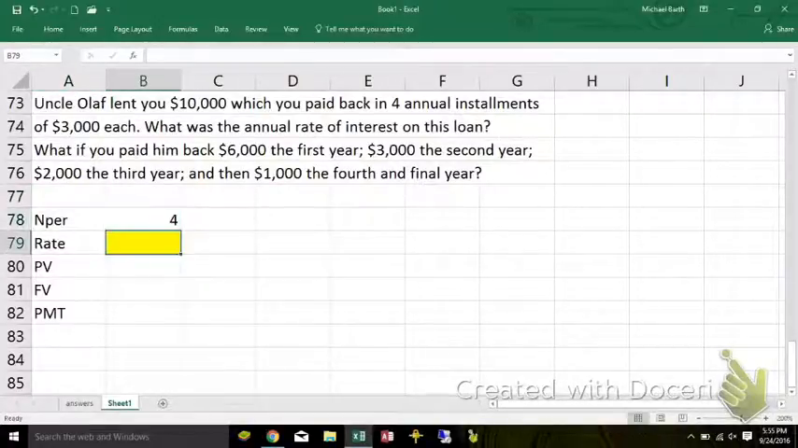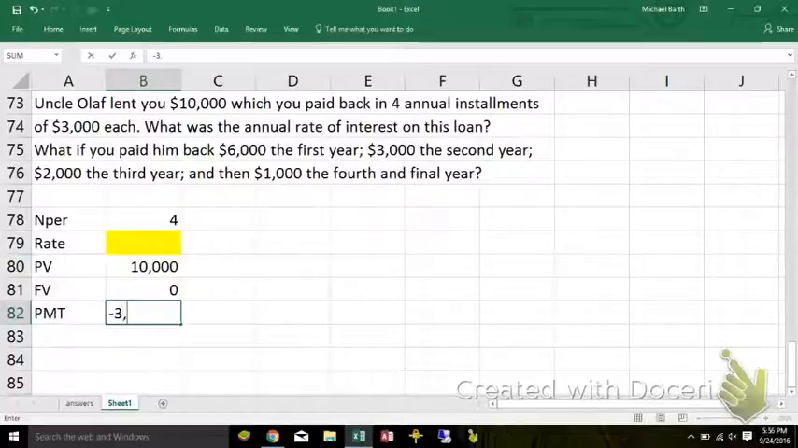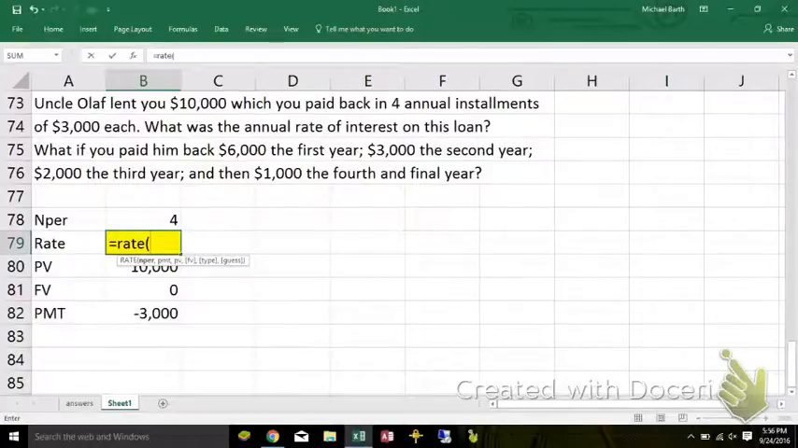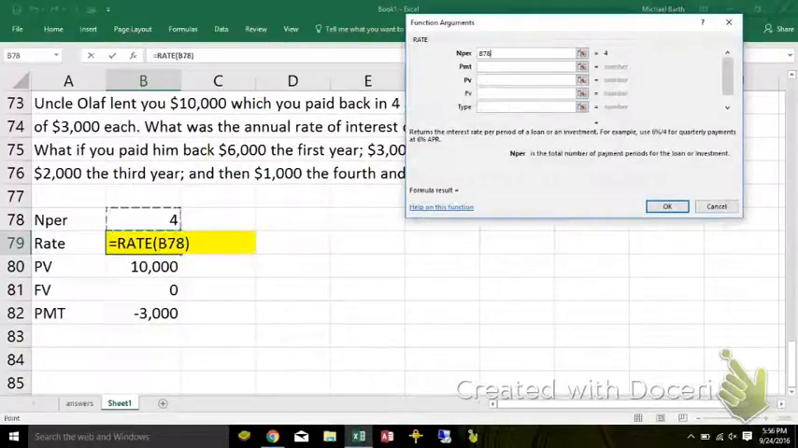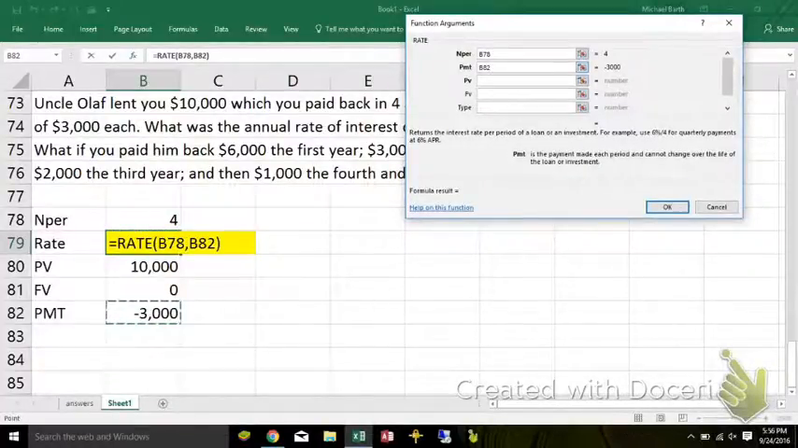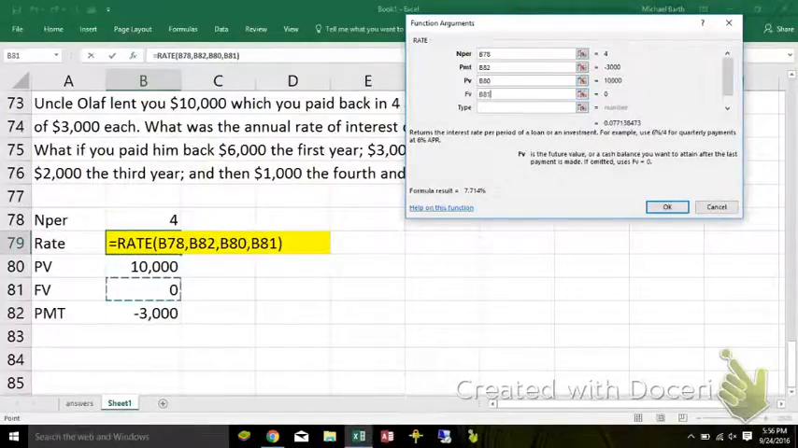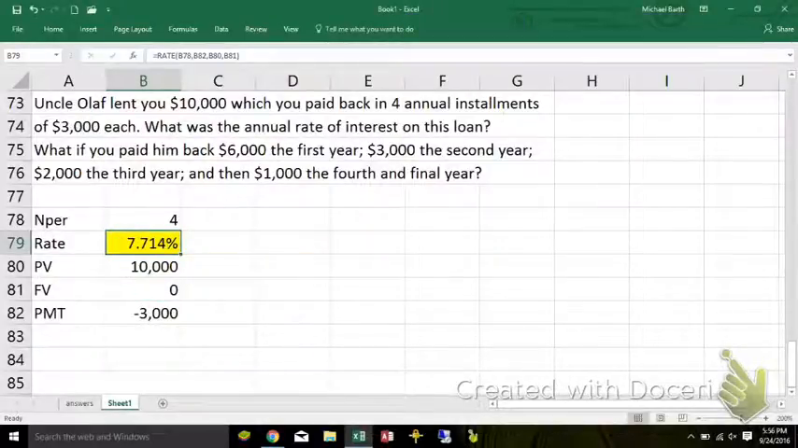Okay, so that's 4 payments to pay back a $10,000 loan, completely amortized, so that's 0, and each of the payments would be $3,000. Okay, so if we use the rate function, that would be 4 payments of $3,000 in exchange for a positive $10,000 and no future value beyond that. All right, so the rate would be 7.714%.